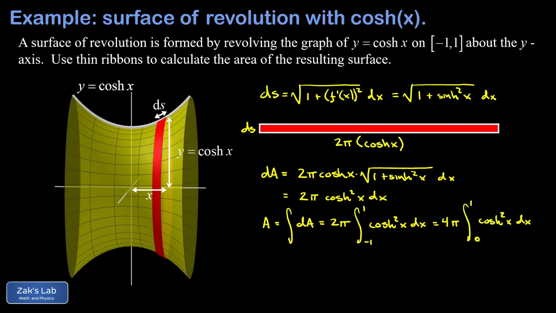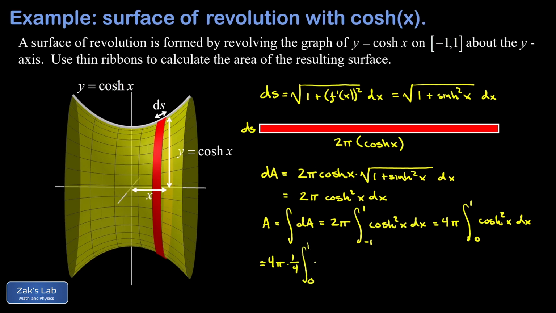Okay, and at this point, there's no secret trick for integrating the square of the cosh function. We're going to have to expand the cosh function using its definition. So I'll post a link to the video where these were introduced. But the hyperbolic cosine function is 1/2 times e to the x plus e to the negative x. If we square that, we get a 1/4, and I'm going to pull that out in front.